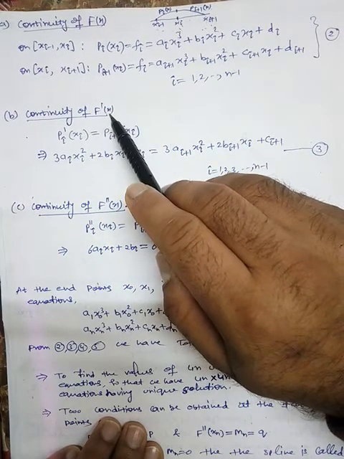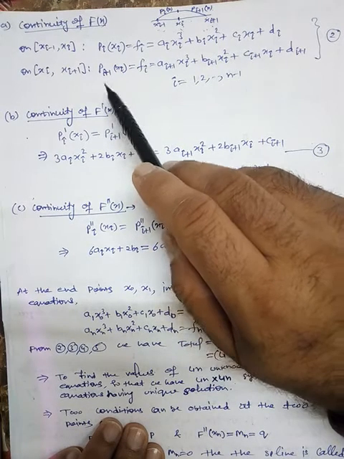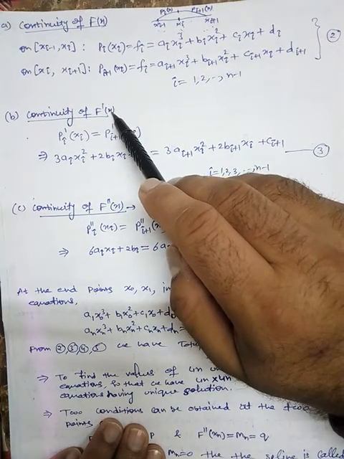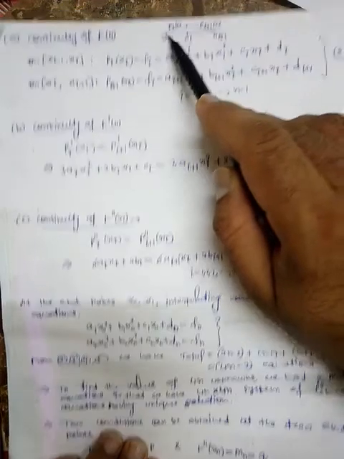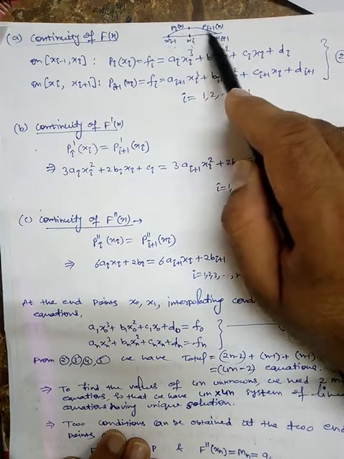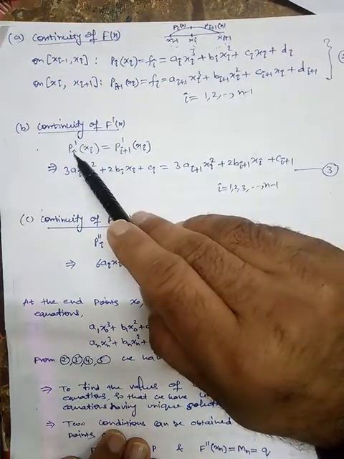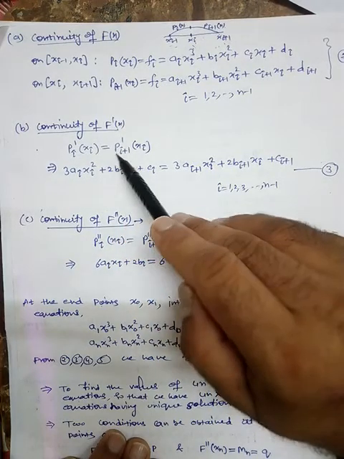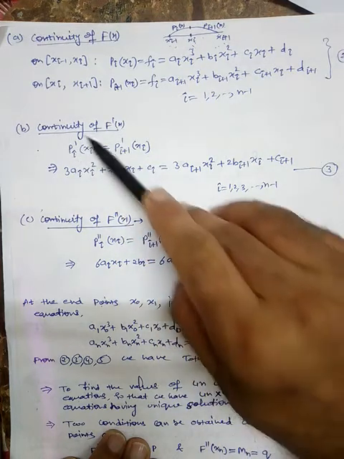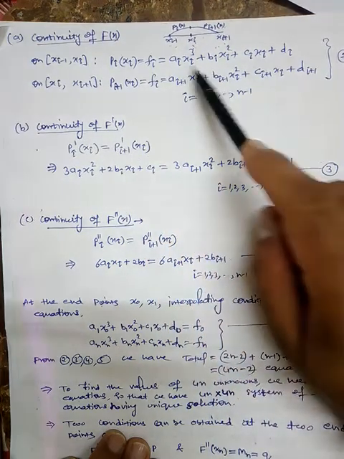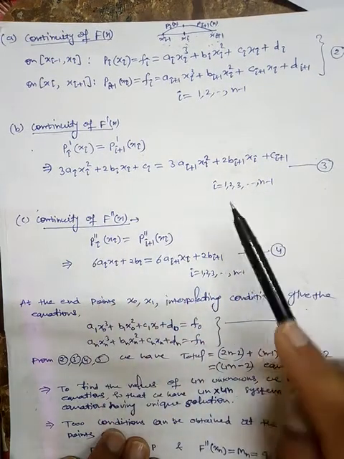What is f dash x? F dash x is nothing but p dash x, the polynomial in the ith interval. So continuity at this point means what? Pi dash x is equal to pi plus 1 dash x at point xi. So we have this condition, pi dash of xi is equal to pi plus 1 dash of xi. So just find the derivative. Just differentiate this and this. So we get this equation.